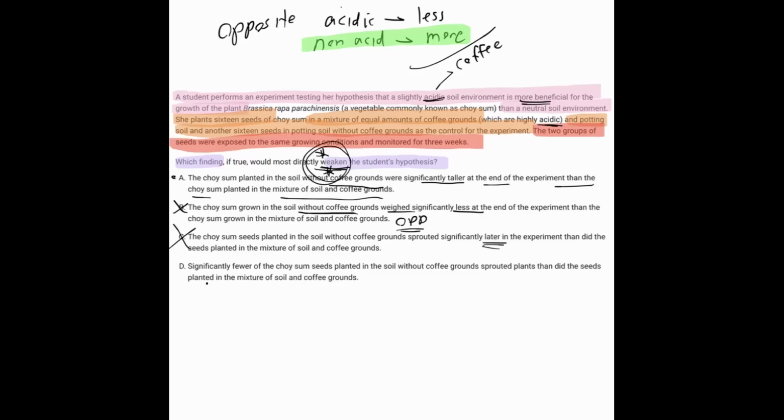And D, fewer of the plant seeds planted in the soil without the coffee grounds sprouted plants. So that would actually support. So once again, it's the opposite, because the ones that didn't have the coffee grounds, the acid, fewer of those sprouted, which would suggest that the coffee grounds, the acid, would actually perform better. And so that's the opposite of what we're looking for. And the answer that sounded good to us here was A.